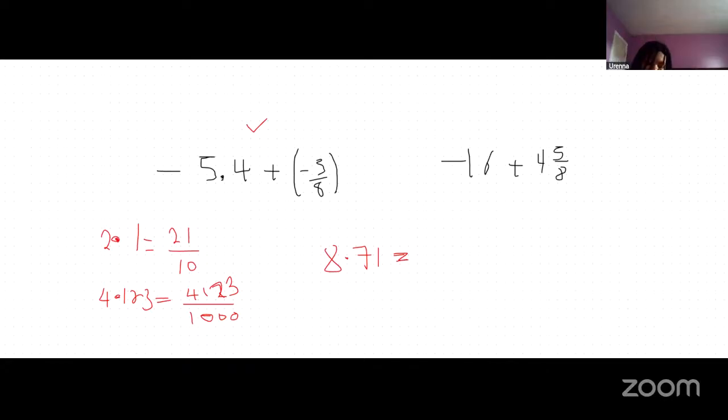Oh, I don't know what to do. So what stage are you in right now? You've reduced it to its lowest form, right? Yeah, that's all I did.